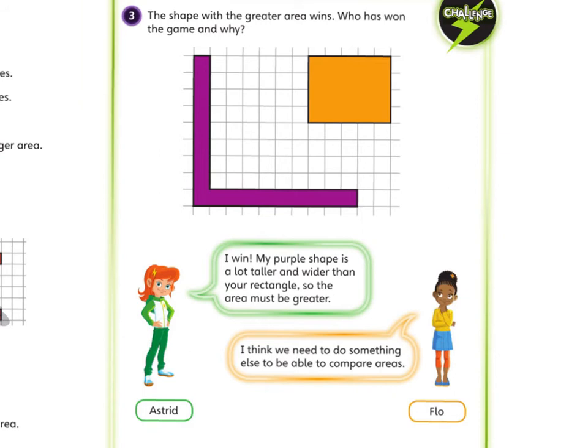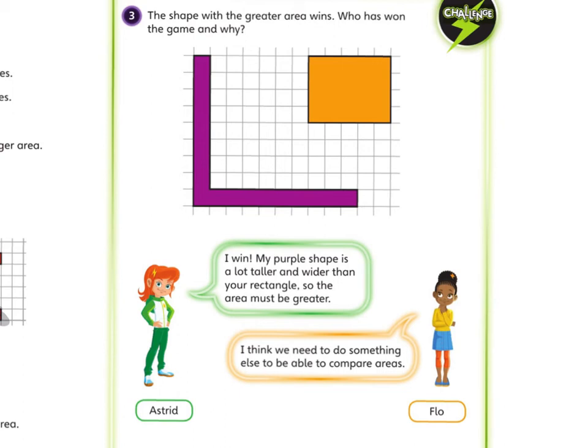Okay, finally the challenge. The shape with a greater area wins. Who has won the game and why? Okay, so you've got a letter L there and then you've got a rectangle there. So the girl on the left, she says, I win. My purple shape is a lot taller and wider than your rectangle, so the area must be greater. Whereas this girl, Flo, she says, I think we need to do something else to be able to compare areas. I wonder who's right.